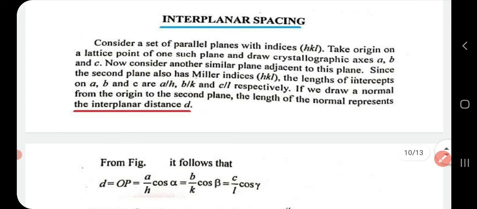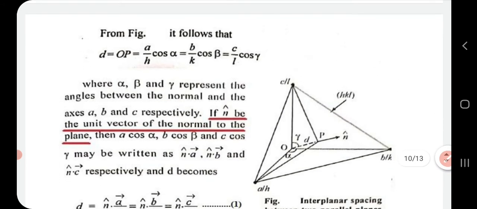Now here, consider a set of parallel planes with indices H K L. Take the origin on a lattice point of one such plane and draw the crystallographic axes A, B, C. This you can just read. Now consider another similar plane adjacent to this plane. Now let the Miller indices be H K L. Let the lengths of the intercepts on the crystallographic axes A, B, C be a by h, b by k and c by l respectively. Now, if we draw a normal from the origin to the second plane, the length of the normal will represent the interplanar spacing d. So this is the figure that is given. So just draw the figure.